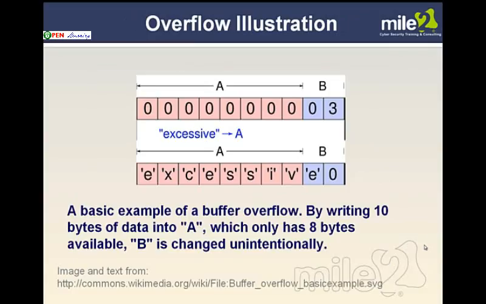Now with overflow illustration, as you can see in this sketch, we're trying to write 10 bytes of data into A, which there's not enough room for. There's simply only 8 bytes available, so you cannot shove 10 bytes into an 8-byte space. Because of that, it had to continue forward and actually end up changing B unintentionally.